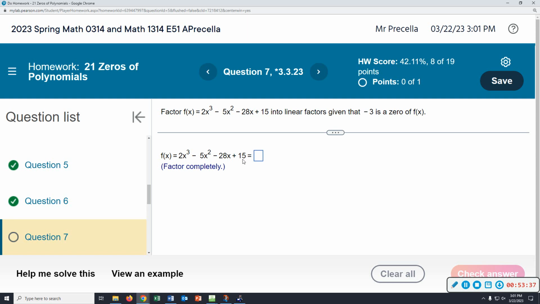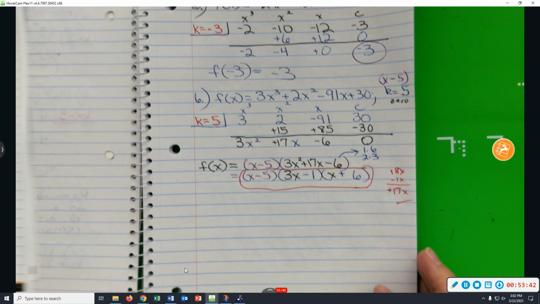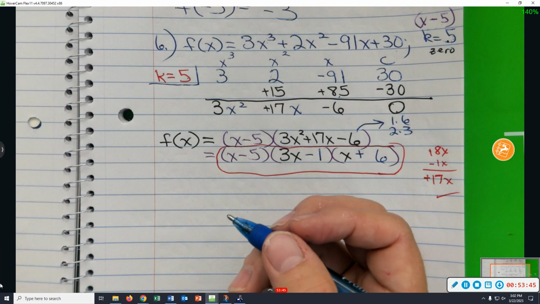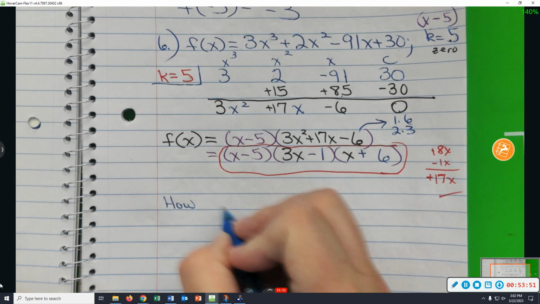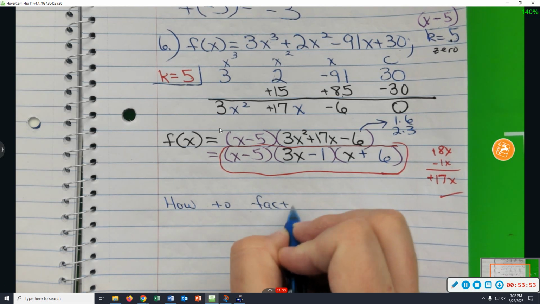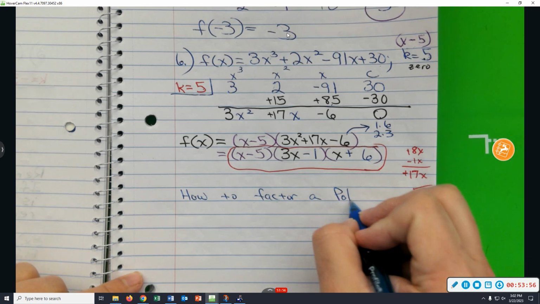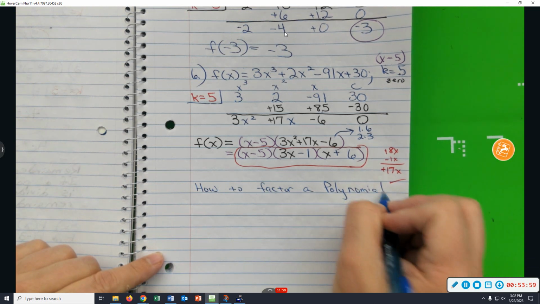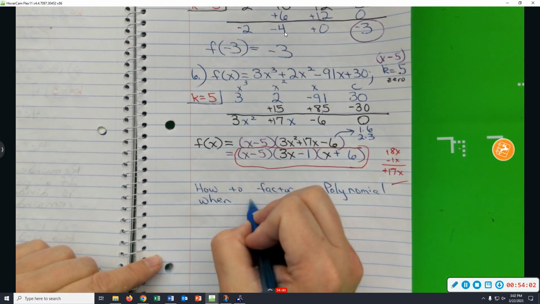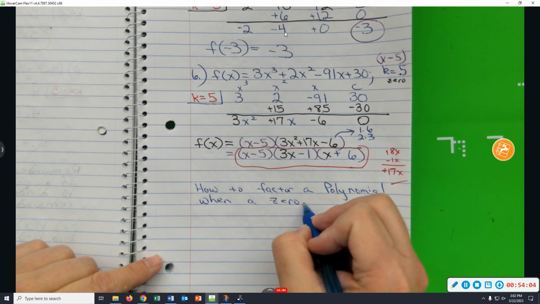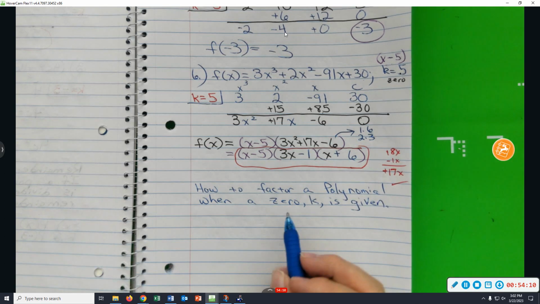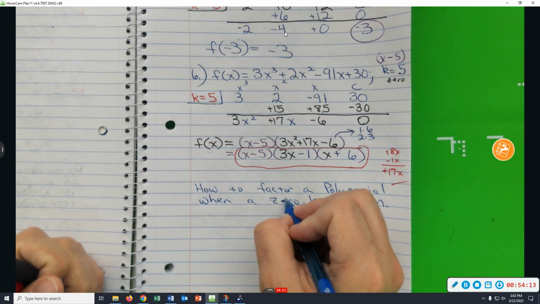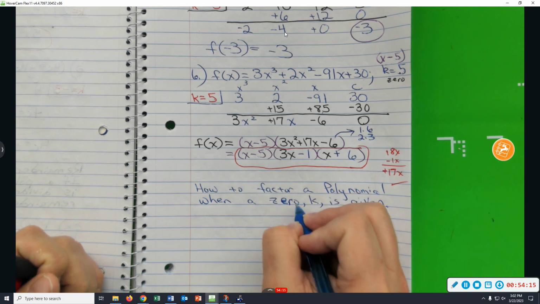Well, Tim, go ahead and write out our sequence of steps. I'm going to look at what you have written there, okay? This is one of those things that I would never do, but I see that's a good idea. This is how to do problems 6, 7, 8. How to factor a polynomial when a 0, k, is given.